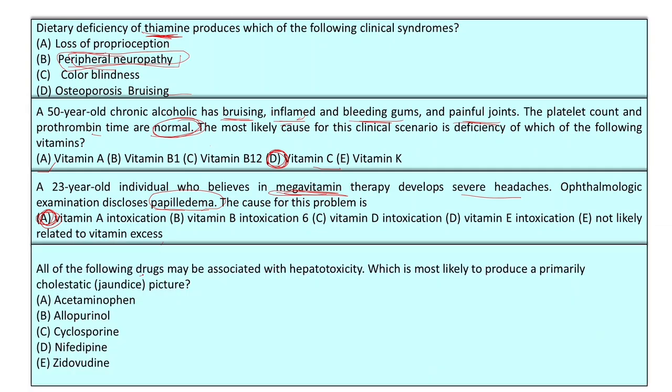All of the following drugs may be associated with hepatotoxicity, which is most likely to produce cholestatic jaundice picture.